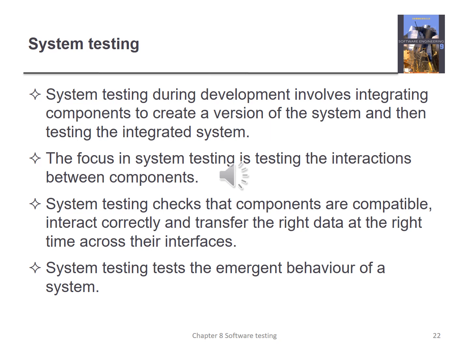Now the system is complete, all the components are together, so we do a system testing. System testing during development involves integrating components to create a version of the system and then testing the integrated system, the whole system. The focus of system testing is testing the interaction between components.